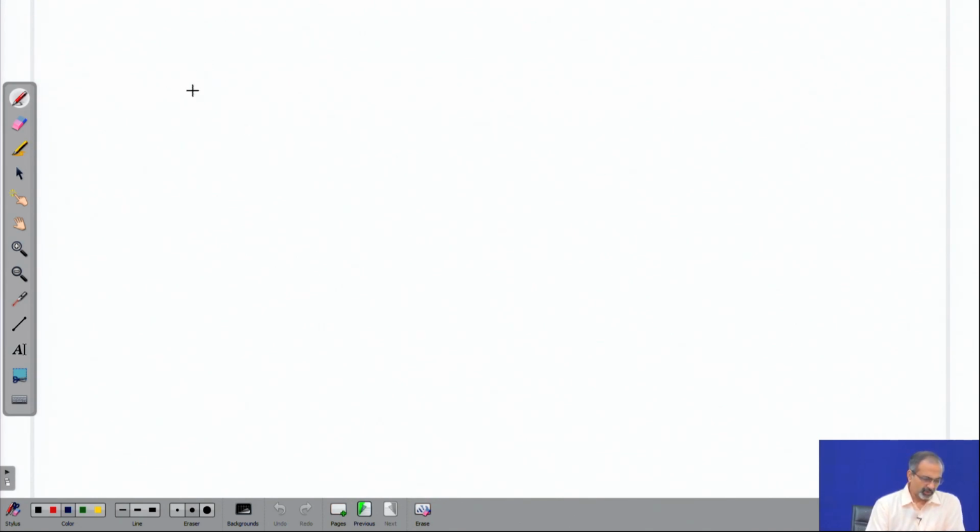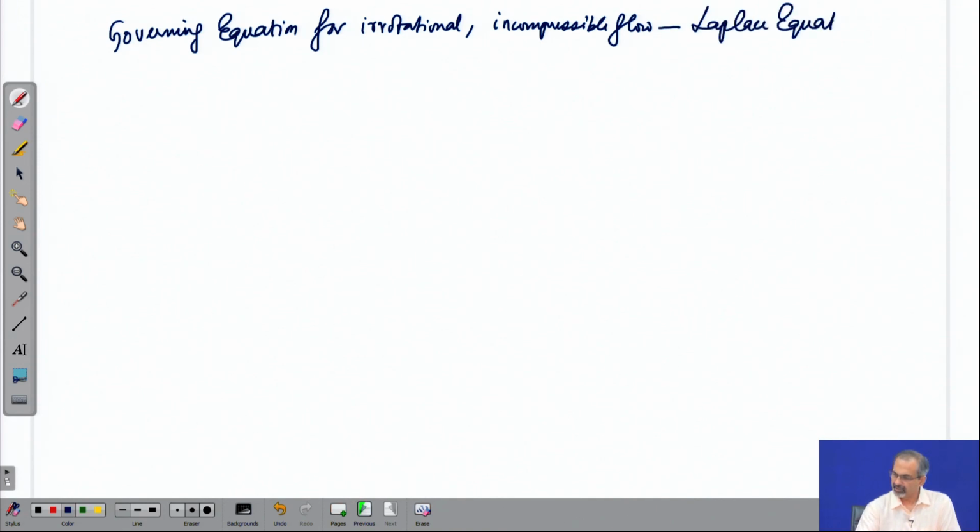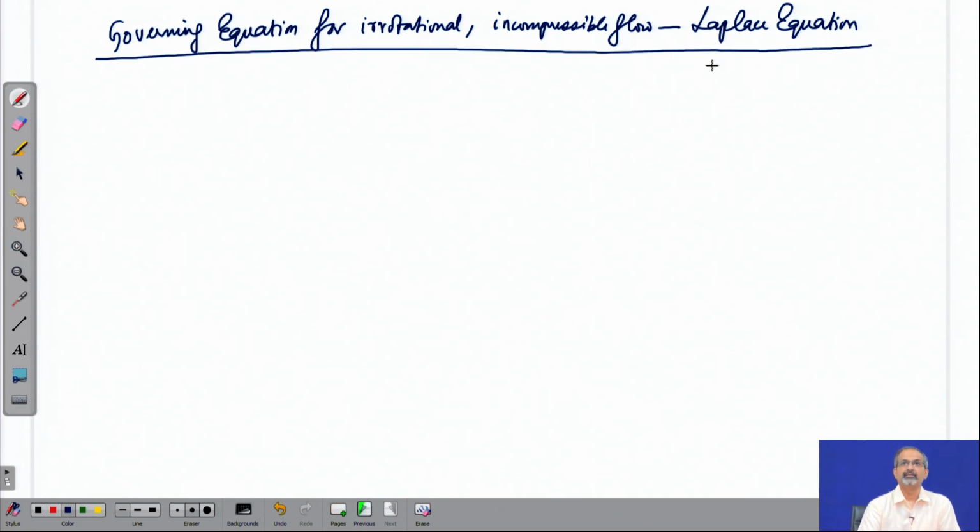Now, let us look at the governing equation for irrotational incompressible flow, by means of which we will be able to obtain information about the velocity field from this equation, and this equation is called the Laplace equation.